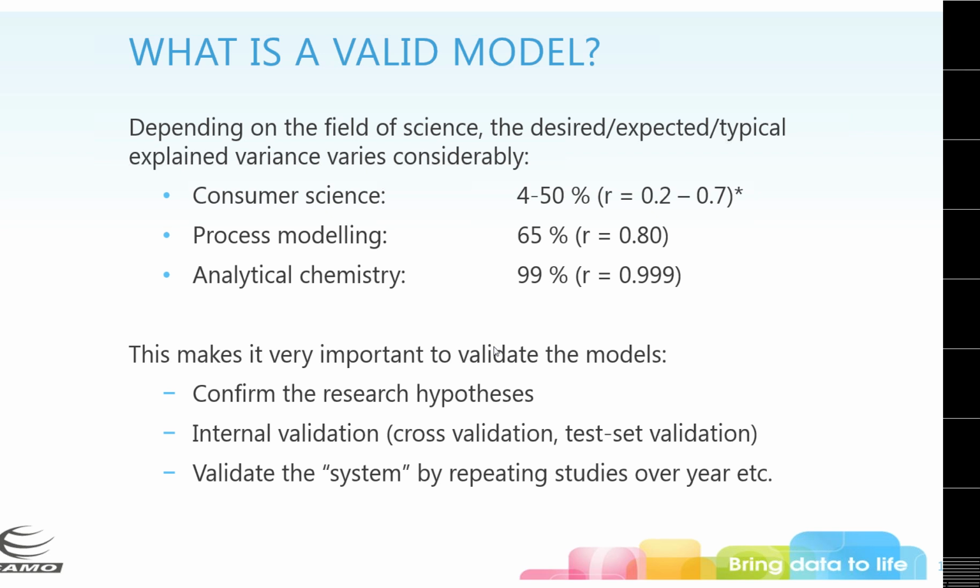You need to revalidate by repeating studies over a year, a couple of months, maybe multiple years, depending on how steady your process is. And if there's any new factors that come in, that can throw off your model. So sometimes you have to bring in new data to update your model to handle new stuff that comes in.